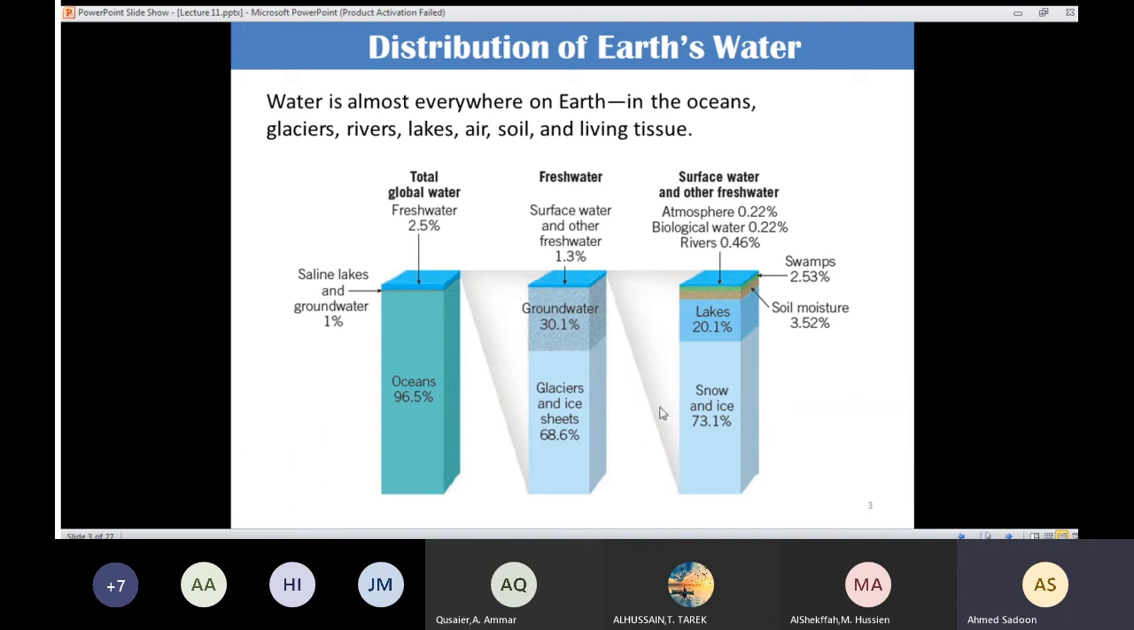Okay, so only 2.5% of the global water is fresh water, and again we will find that only 1.3% of that fresh water is surface water, and we can find that rivers represent only 0.46% of the fresh water. Okay, any questions so far? Let's move on.